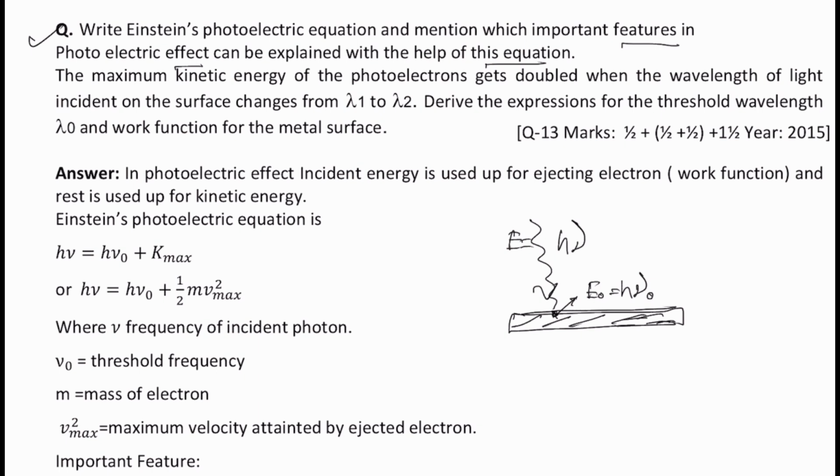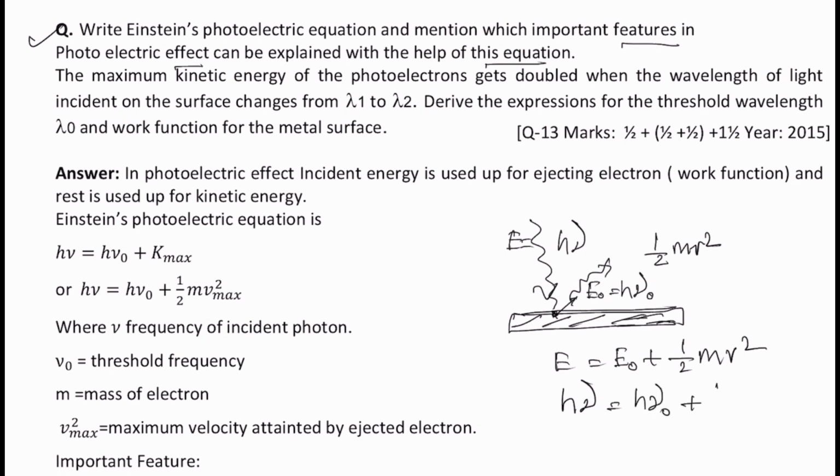This much energy is used for knocking out the electron, and the remaining part of the input energy is used by the particle as kinetic energy. So the entire energy E is used up as E0 plus half mv squared. So h into nu, where nu is the frequency of the incident light and h is Planck's constant, is equal to h into nu 0, where nu 0 is the threshold frequency, plus half mv squared, where m is mass and v is the velocity attained when it is ejected from the surface. So this is Einstein's photoelectric equation.